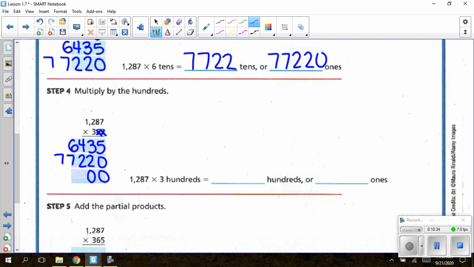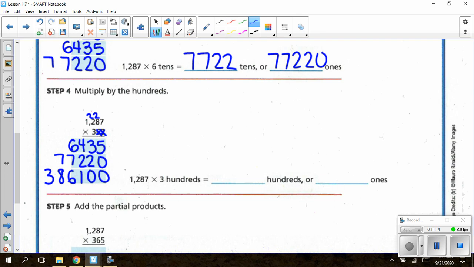And my final number to multiply out is the 3 that's located in the hundreds place. I'm essentially multiplying the 1,287 times 300. Again, that's why there are 2 zeros in my third partial product. So 3 times 7 is 21. Drop the 1. Carry the 2 above the tens place. 3 times 8 is 24. 24 plus 2 is 26. Drop the 6. Regroup the 2 above the hundreds. 3 times 2 is 6. Plus 2 is 8. And 3 times 1 is 3.